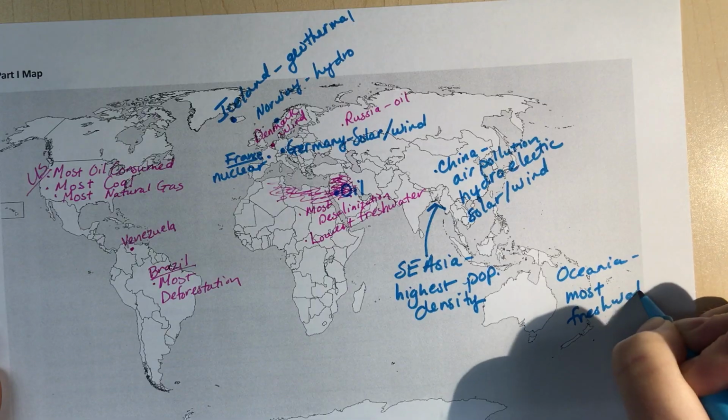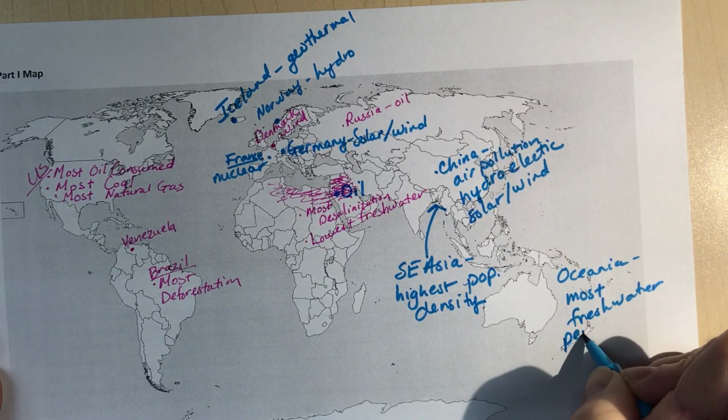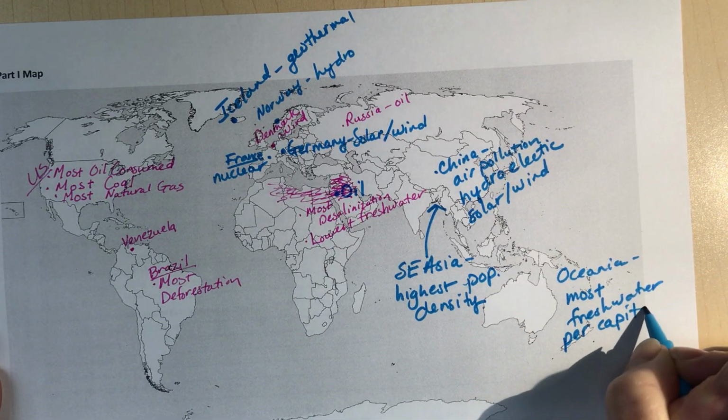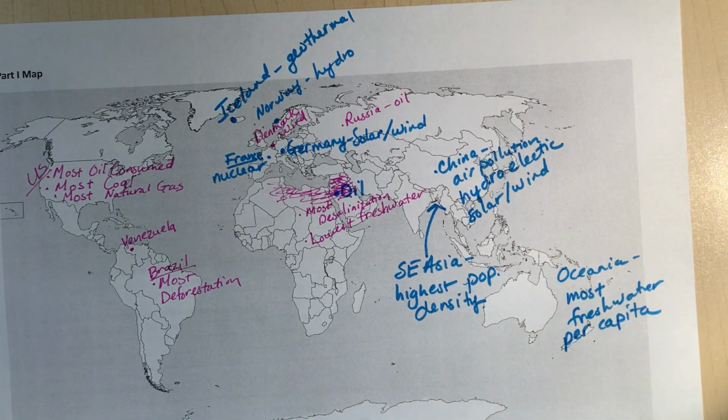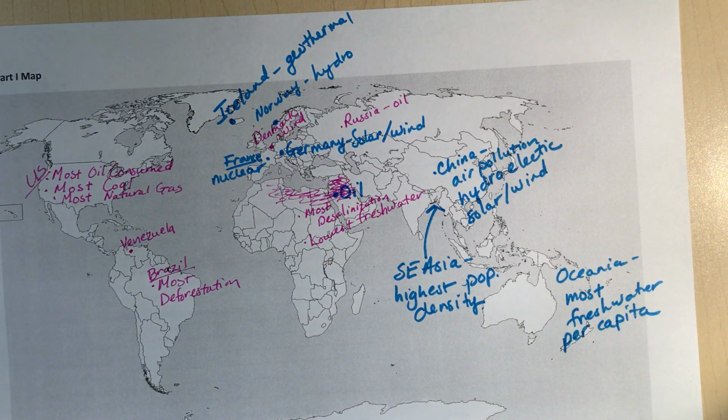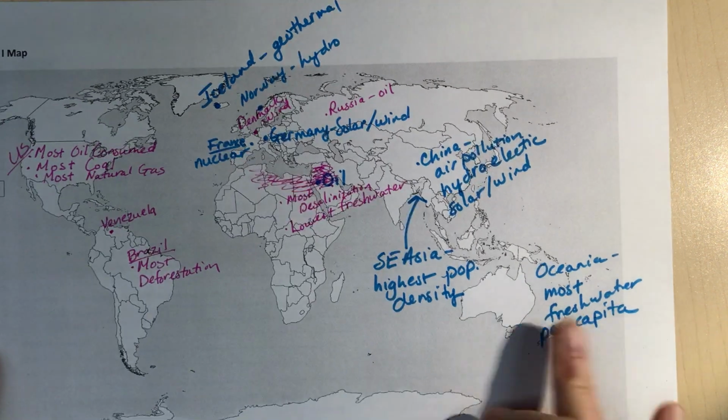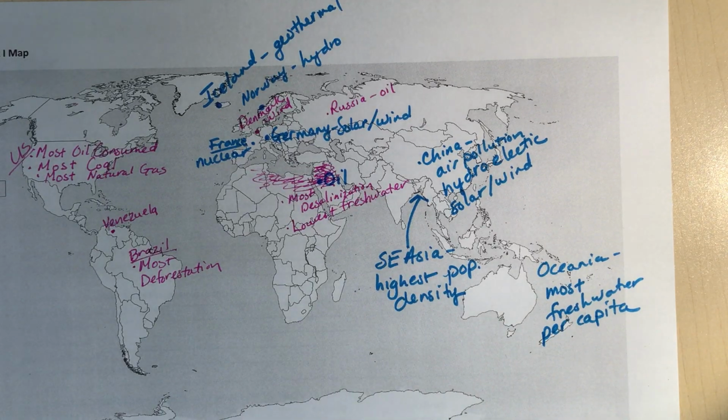Now, what this means is per person. So it's not like they have the most rain. Actually, Southeast Asia probably has more rain than Oceania, but it has a huge amounts of people splitting up all that rain. So per capita means per person. So over here in Oceania, you have a little bit less rain, and some parts of Australia are very, very dry, with a lot of fires, but they have less people to split up all of that fresh water.